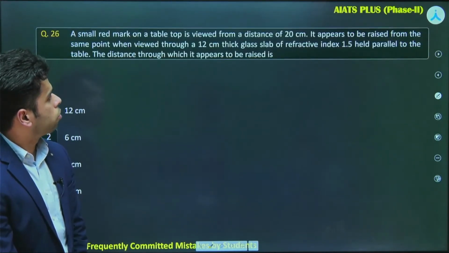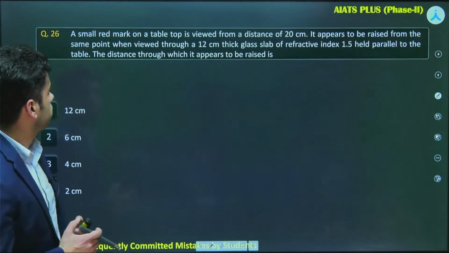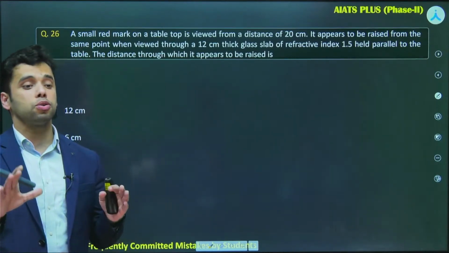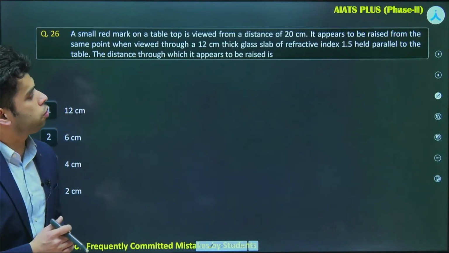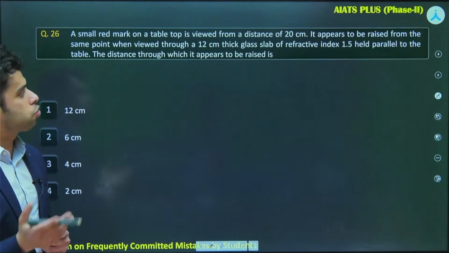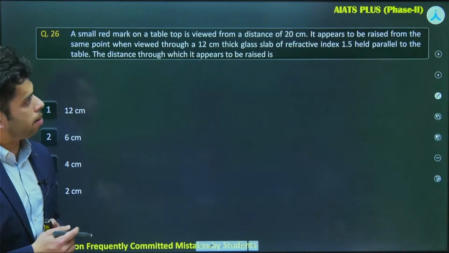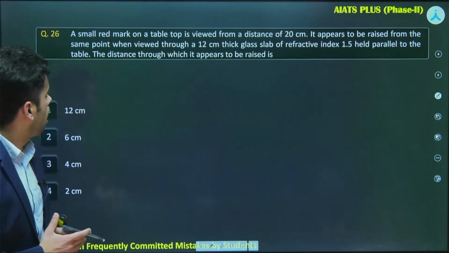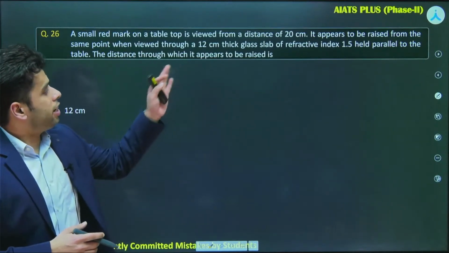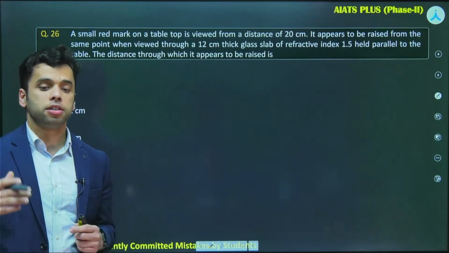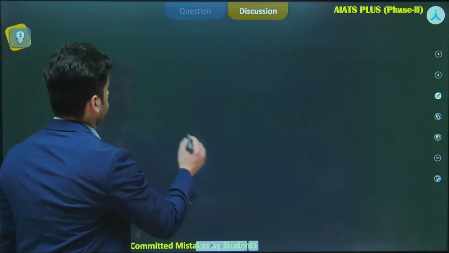So this is the next problem. It was problem 26 in the original paper. It says that a small red mark, again a problem based on ray optics, a small red mark on a tabletop is viewed from a distance of 20 centimeter. It appears to be raised from the same point when viewed through a 12 centimeter thick glass slab of refractive index 1.5 held parallel to the table. We need to find the distance through which it appears to be raised. Let me solve it for you.